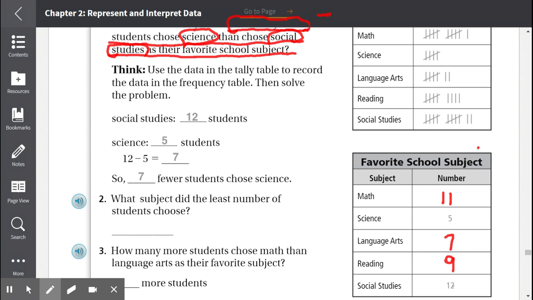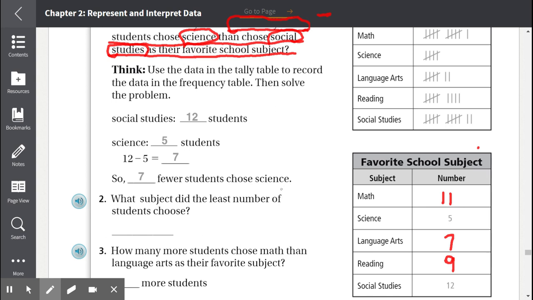Now we know the two subjects we were comparing were science and social studies. And we know we're going to be subtracting because the question said how many fewer. So social studies had 12 students and science had 5 students. 12 minus 5 equals 7. So 7 fewer students chose science.